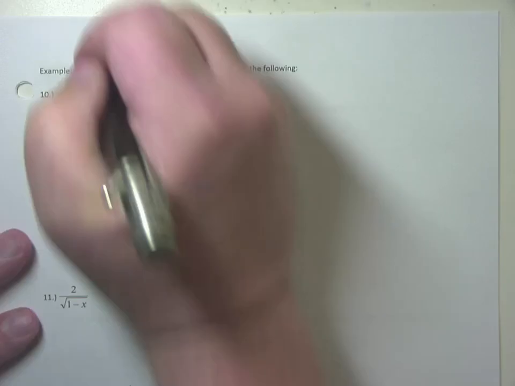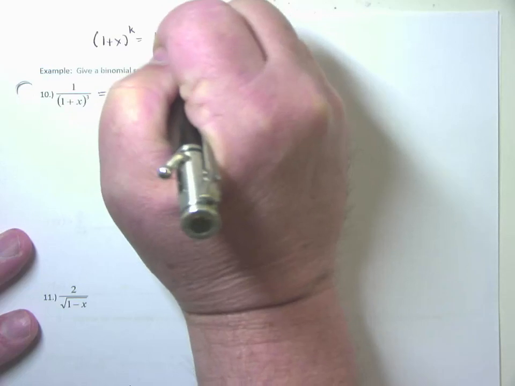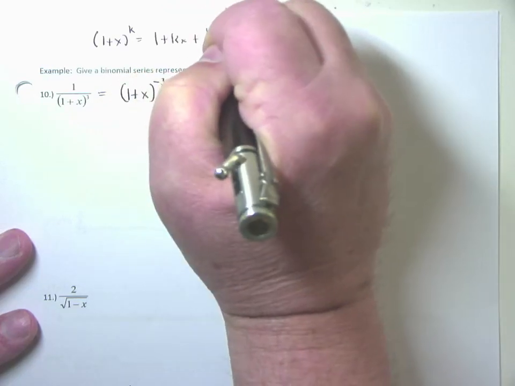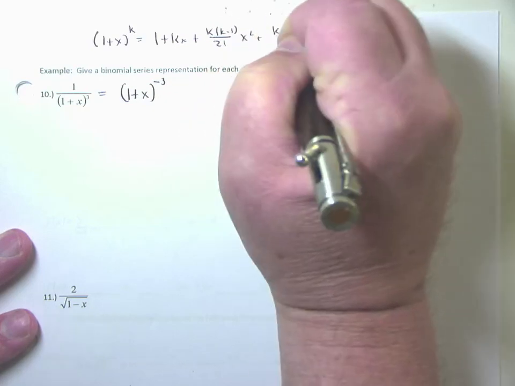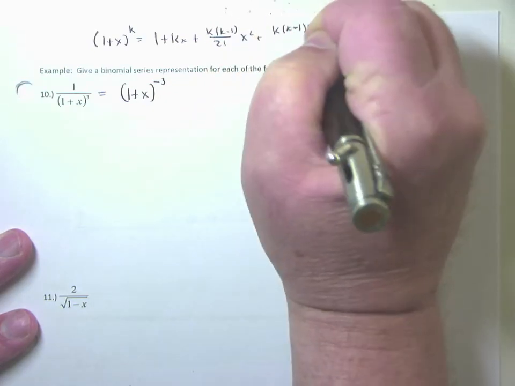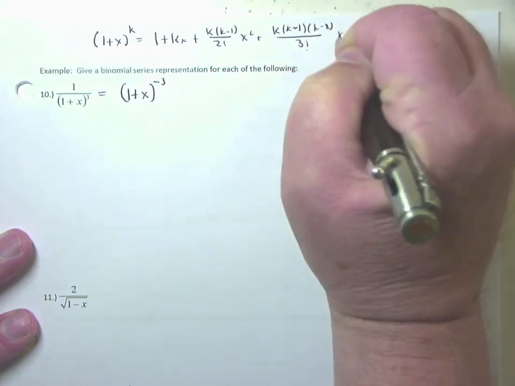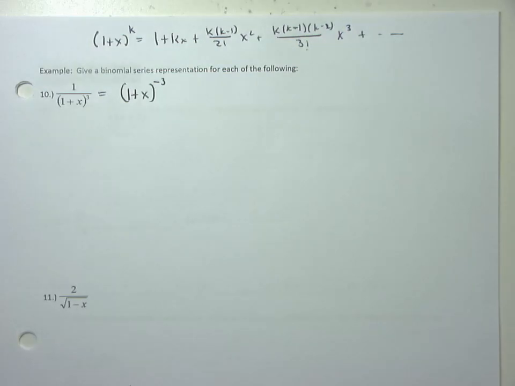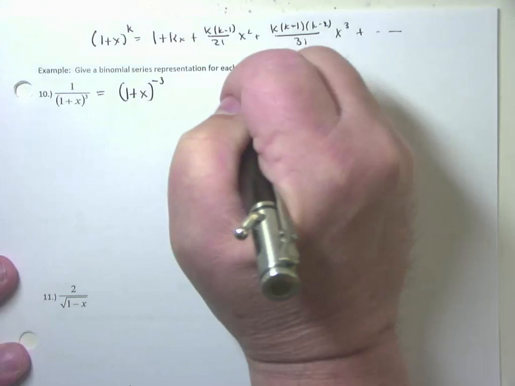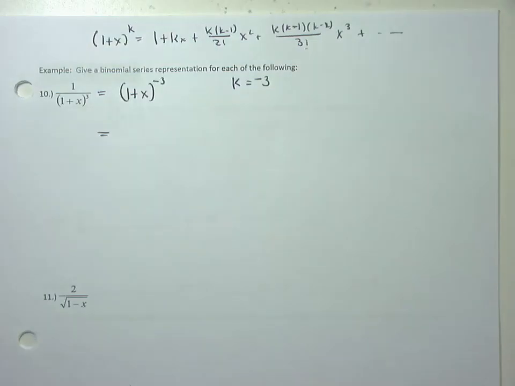So, again, writing down my formula, 1 plus x to the k, that's equal to 1 plus kx plus k times k minus 1 over 2 factorial x squared plus k times k minus 1 times k minus 2 over 3 factorial x cubed plus dot dot dot. That's what I have memorized. In this problem, k is equal to negative 3. And this is going to give you an infinite series, but you can catch a pattern off of it. Here we go.